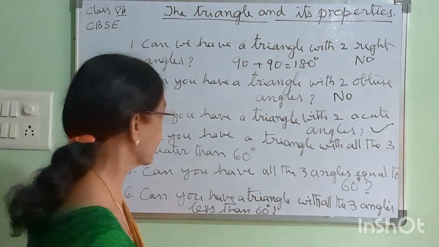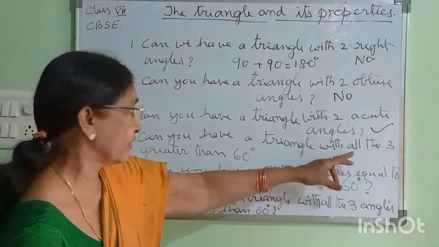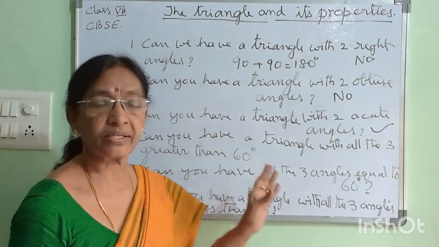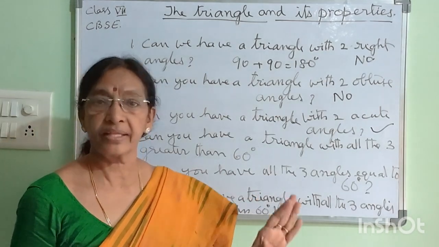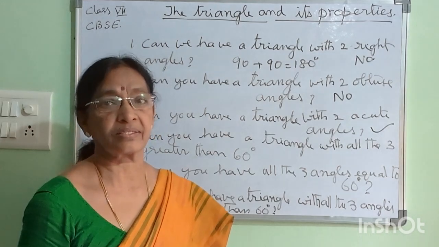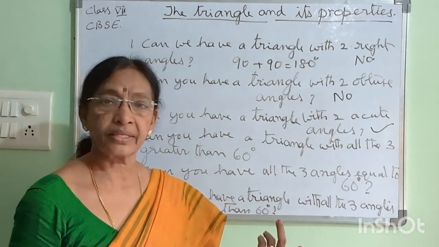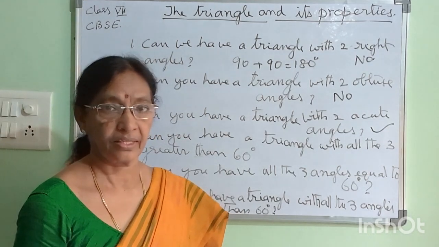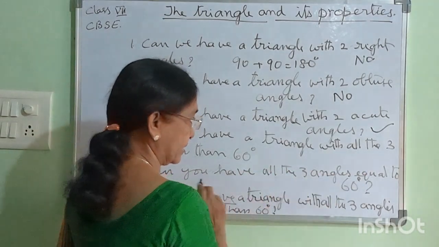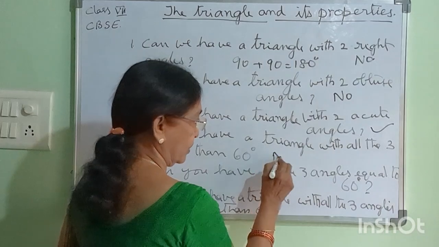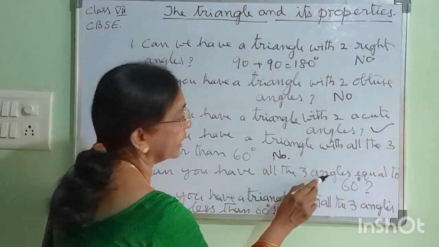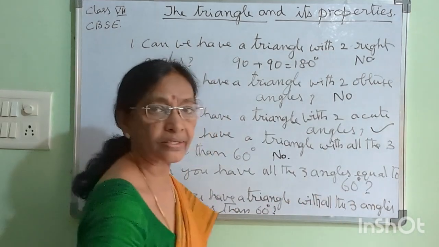Can you have a triangle with all the three angles greater than 60 degrees? If all the three angles are equal to 60 degrees, their sum is equal to 180 degrees. If they are greater than 60 degrees, it exceeds 180 degrees. Therefore, we cannot have a triangle whose angles are greater than 60 degrees. So, no, we cannot.